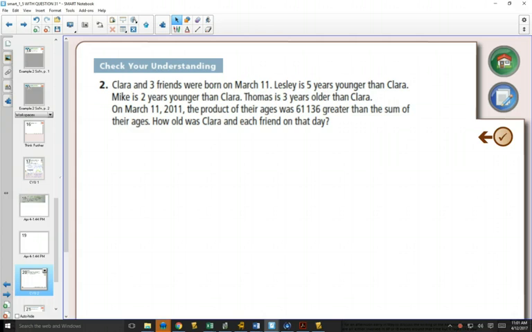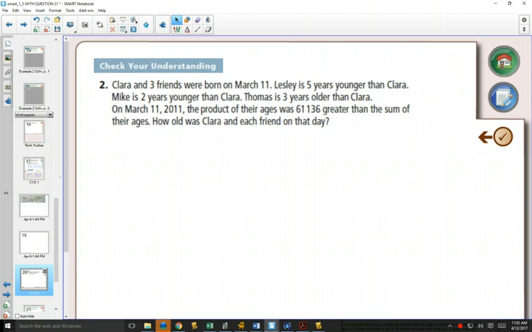How old is Clara? Well, you would probably just ask her, right? And if you knew this number, 61,136, it'd be like, who does that? Who multiplies ages together? Nobody. So this is an example of a question that is just made so that you can do math. There is no other practical purpose to this problem. But it still gets at some important math concepts.